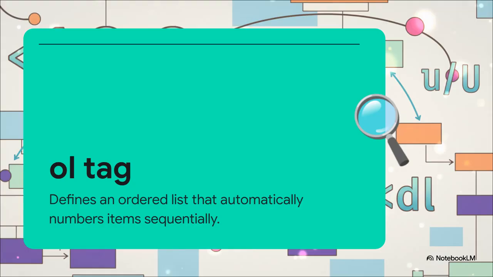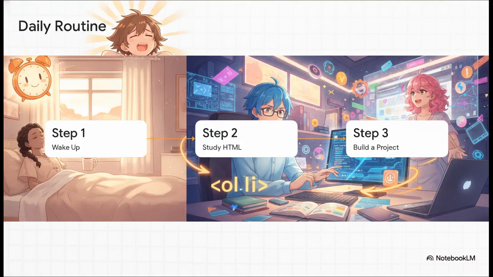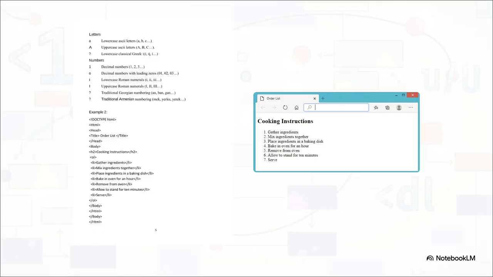If you said an ordered list, you are absolutely spot on. I mean, mixing up recipe steps usually leads to a totally disastrous cake, right? The OL tag, which stands for ordered list, is made specifically to keep your items in a strict numbered sequence. A really great example of this is a daily routine. Wake up, study HTML, build a project. The sequence here is completely vital, and using that OL tag guarantees the browser treats it as a true step-by-step process.